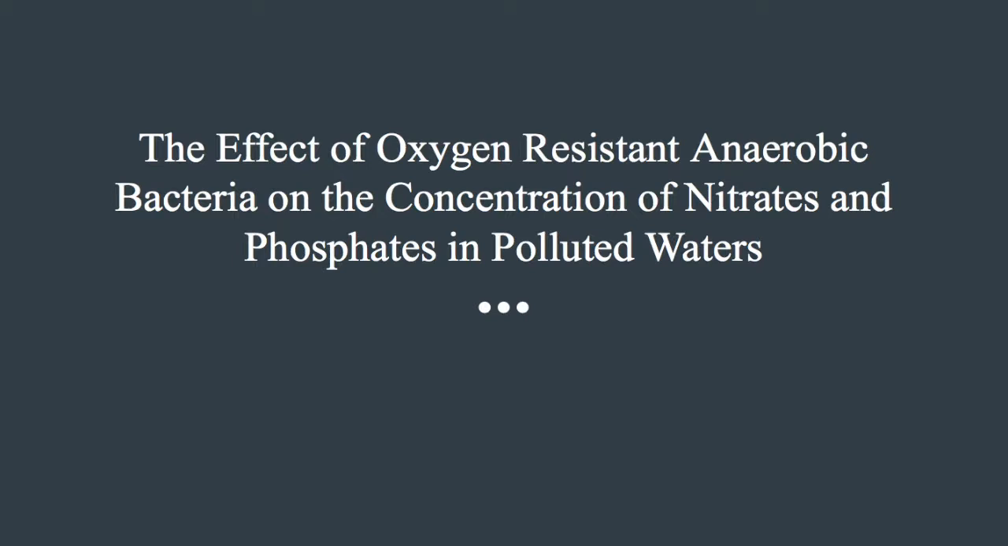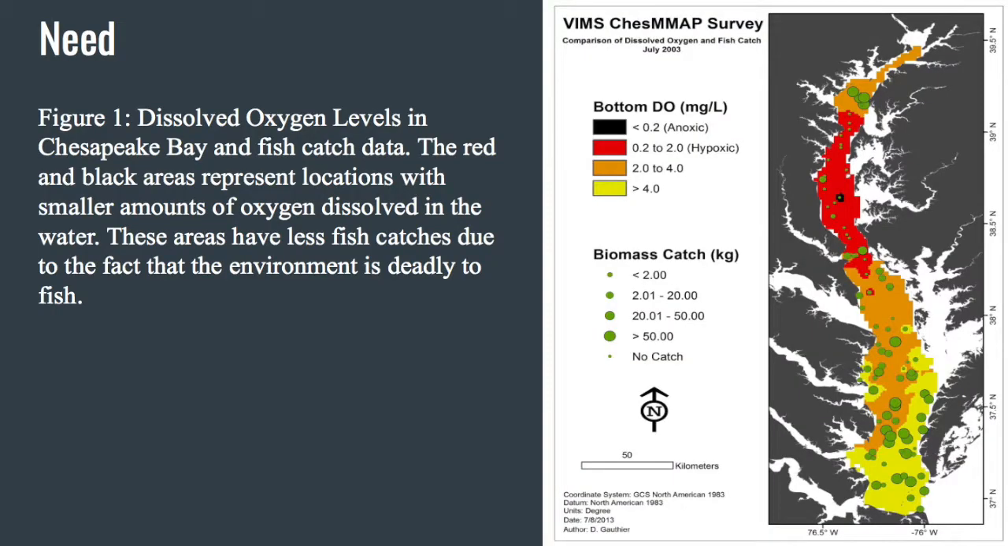The effect of oxygen-resistant anaerobic bacteria on the concentration of nitrates and phosphates in polluted waters. Each year, roughly 300 million pounds of polluting nitrogen reaches the Chesapeake Bay, about 6 times the amount that reached the bay in the 1600s. This exponential increase in the amount of nitrates and phosphates that reaches the bay can be attributed to people's use of nitrates and phosphates.